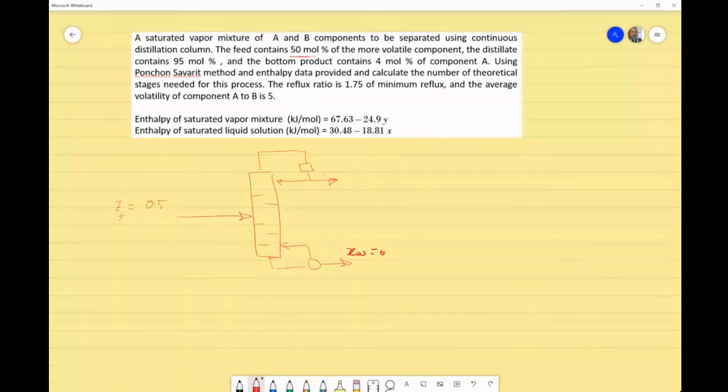You see here where the mistake can be. So 0.04. And the distillate contains 95%. So you have D, and this is your F here, and this is your W, if you want to call it W, and XD here is 0.95.